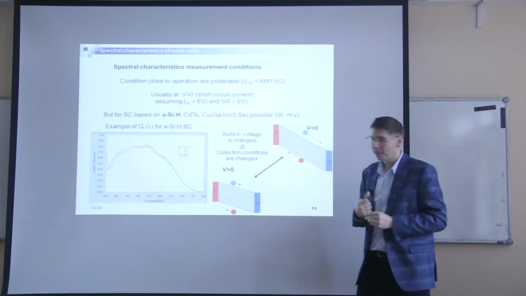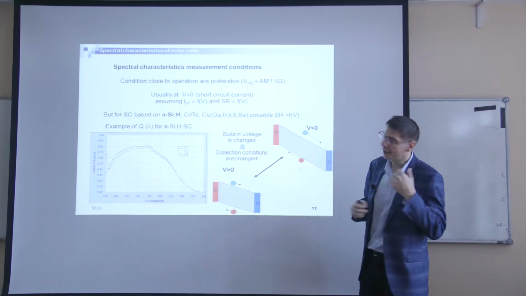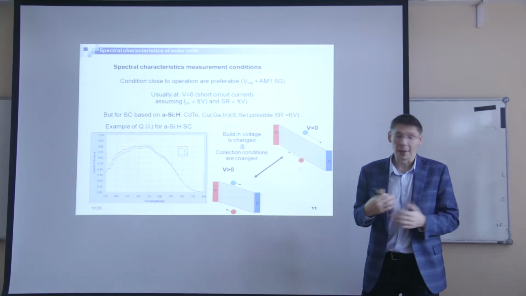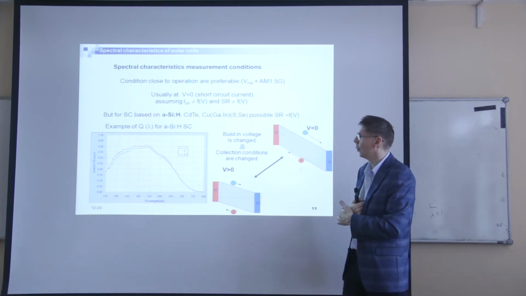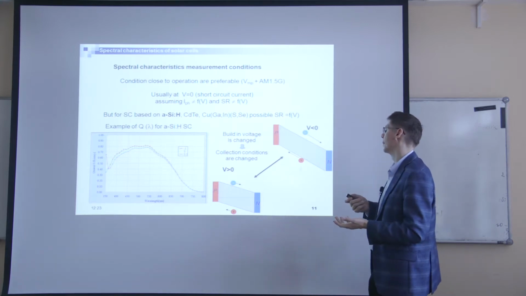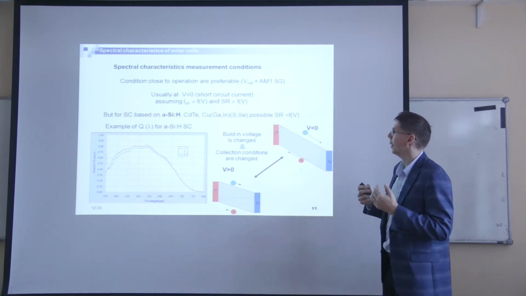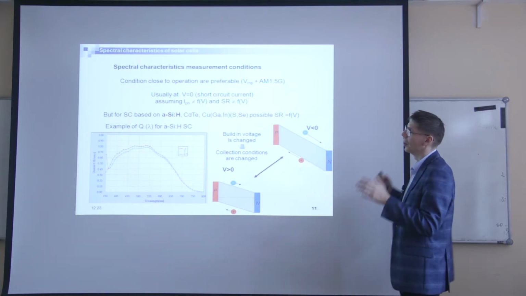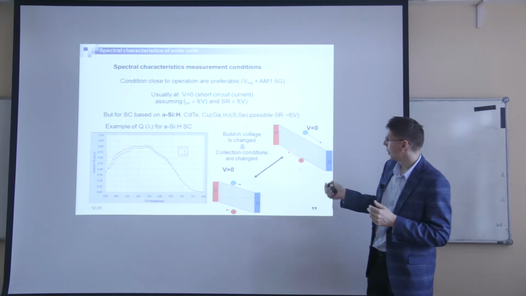And people assume that spectral response doesn't depend on applied bias. In some range, it's a real case. But for several junctions, especially for p-i-n junctions, and based on defective materials like amorphous hydrogenated silicon or CIGS, it's not really the case. The reason, there is some indication.